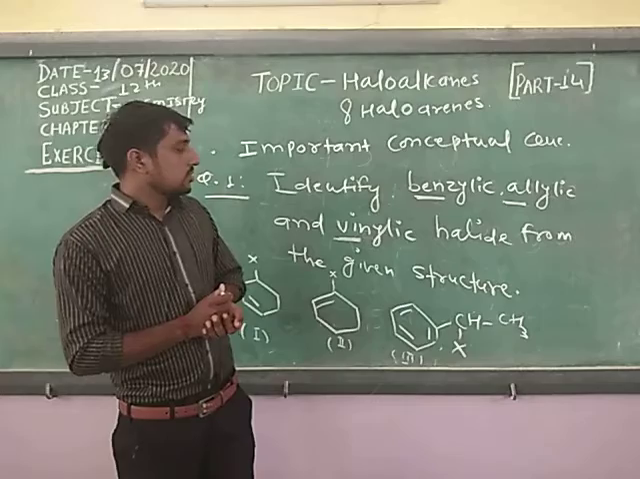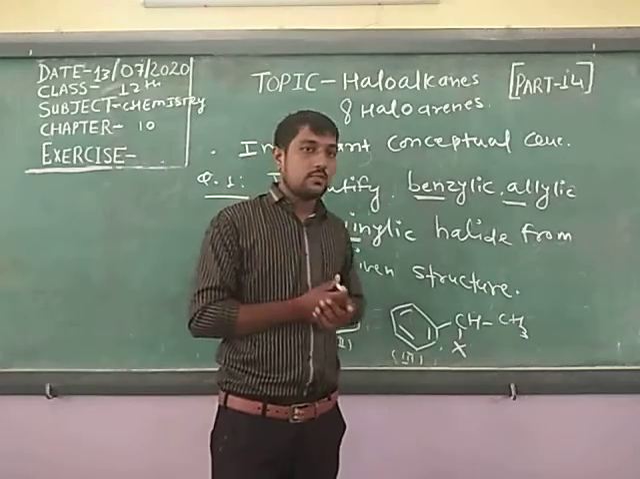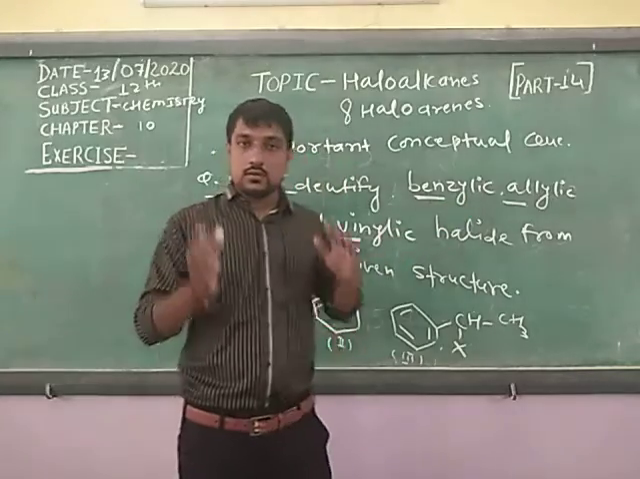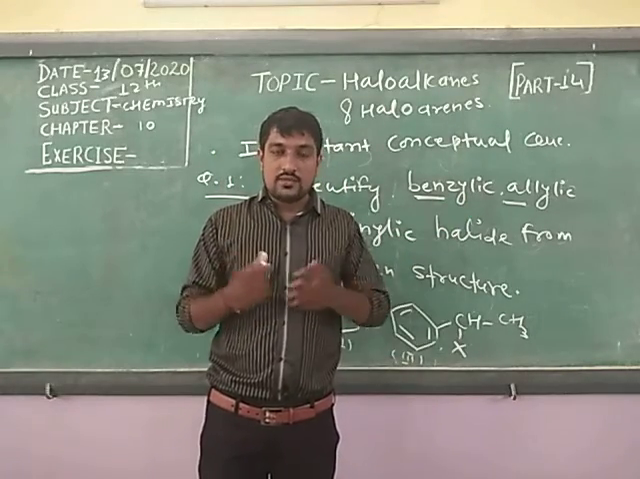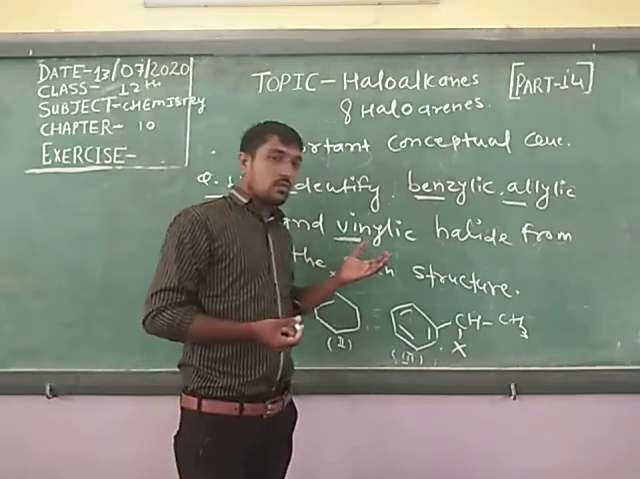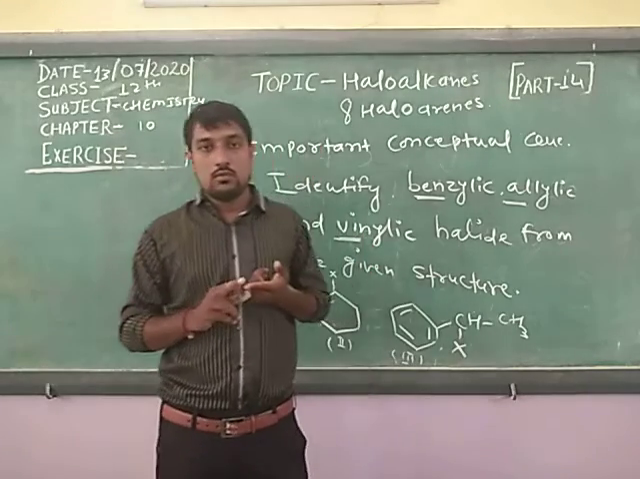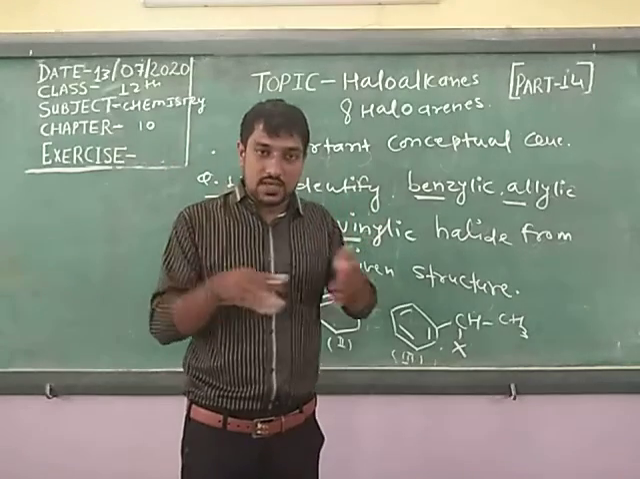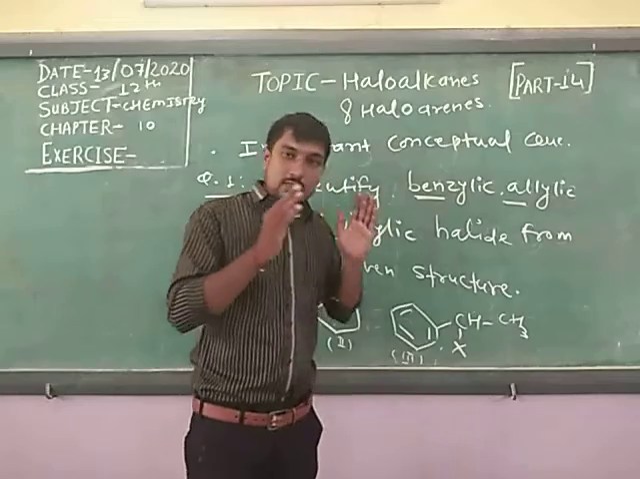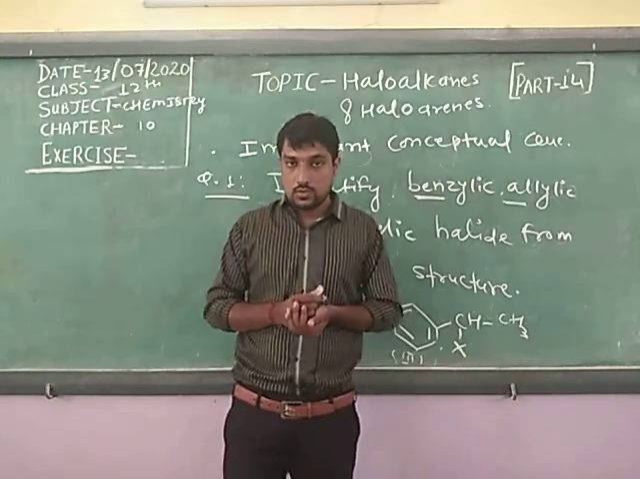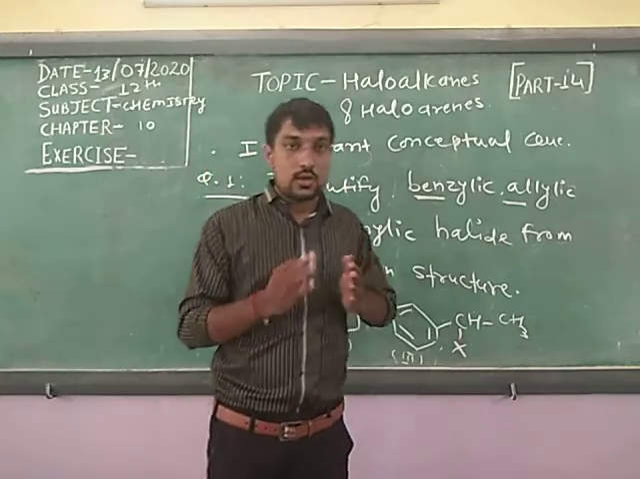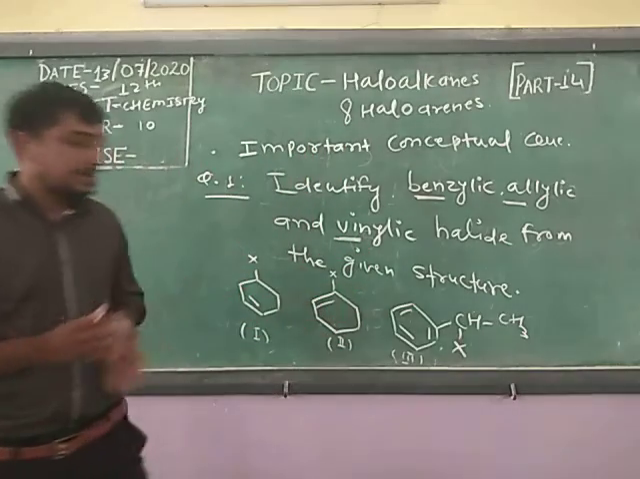There is one concept here. All three, benzylic, allylic and vinylic, have a definition. And what is the definition? Benzylic halide means the carbon first has a benzene structure, and the carbon of benzene has sp2 hybridization. It is called benzylic halide.